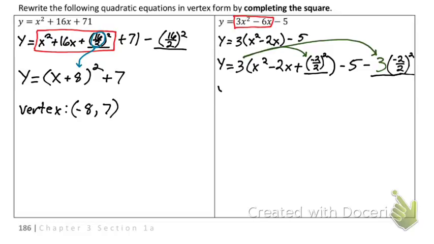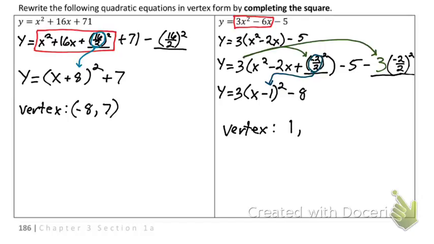All right, this is now going to become y equals 3 times the completed square. So we're going to have (x minus 1) squared. Just a reminder, we just take what's inside the parentheses, so that's negative 2 divided by 2, and that's negative 1, so the negative 1 goes there. Then we have negative 5 minus 3. Well, negative 2 divided by 2 is negative 1. Negative 1 squared is 1, so I really have minus 5 minus 3, which is going to become negative 8, which is going to be the vertex.